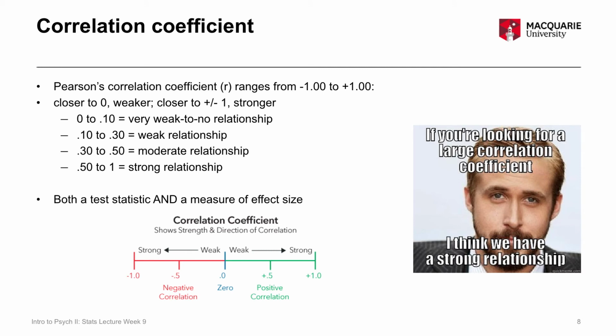So something a little bit more useful, the correlation coefficient depiction down the bottom there is showing you that correlations closer to 0 are representing weak relationships, correlations closer to 1 are representing stronger relationships. And again, it doesn't matter whether it's positive or negative in terms of how strong the relationship is, it's about the absolute value.